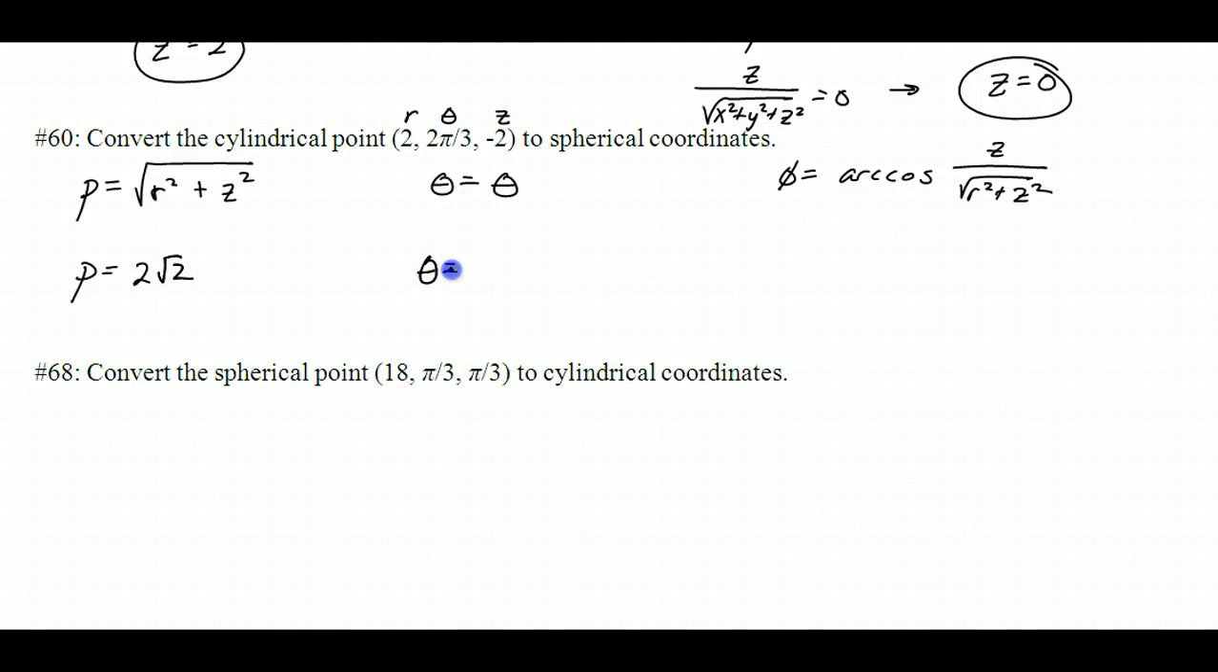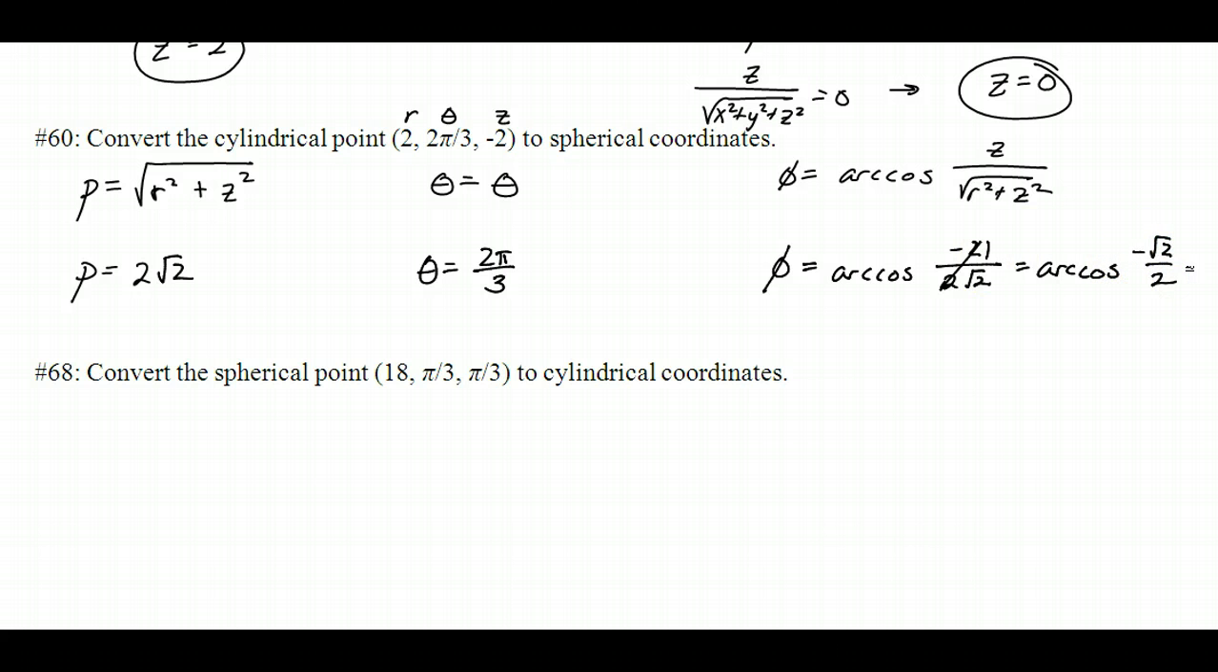Theta is equal to theta. Awesome, I can do that one every time. And phi is equal to arc cosine, and we'd have our z value, negative 2, divided by this 2 square root of 2. So if we simplify that out, we have negative 1 over square root of 2, and we actually know this one. With the arc cosine, that obviously simplifies to negative square root of 2 over 2.